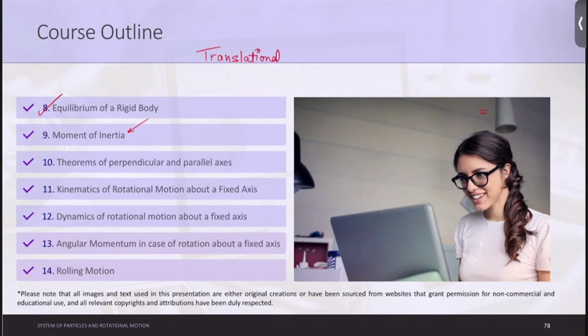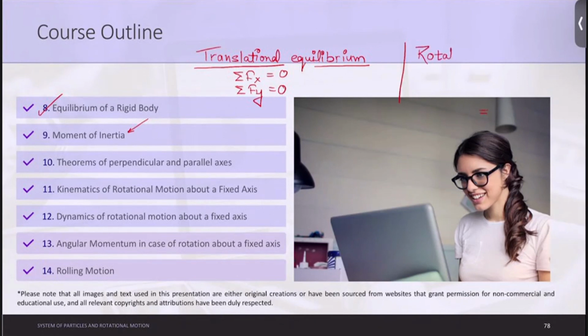So for translational equilibrium, what do we require basically? We require that the summation of Fx is equal to 0, and similarly the summation of Fy is equal to 0. Similarly, what can we say for rotational equilibrium?